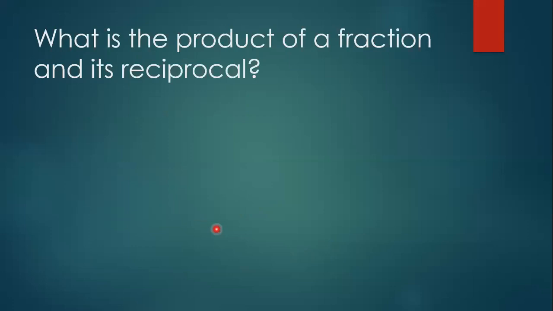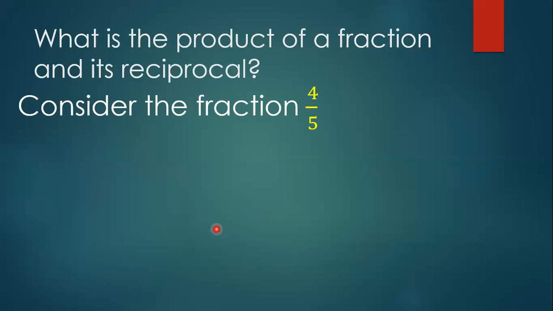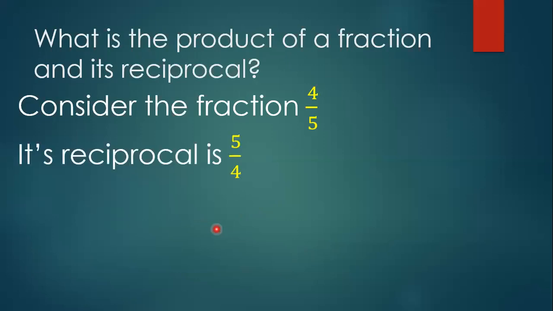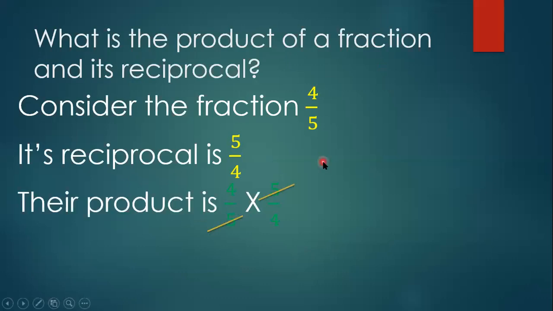Now the next question is, what is the product of a fraction and its reciprocal? Suppose we have a fraction 4 by 5. Its reciprocal would be obtained by swapping the numerator and the denominator. We'll get 5 by 4. When we multiply 4 by 5 by 5 by 4, what do we get? 5 gets cancelled with 5, 4 gets cancelled with 4. We are left with 1.